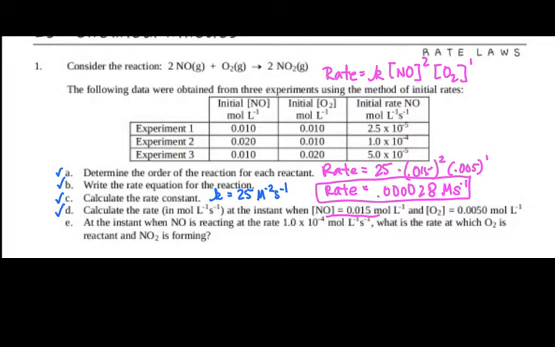Part E is a little bit different because it says at the instant when nitrogen monoxide is reacting at this particular rate, it's wanting to know what the rate at which oxygen and nitrogen dioxide is forming. So this is going to involve some stoichiometry, and I'm going to leave that for a separate podcast.